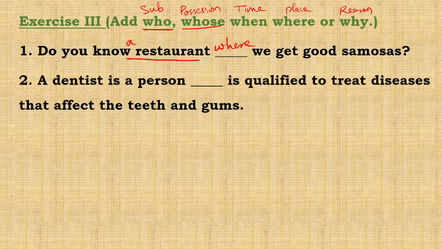Okay, next. A dentist is a person. Here we are speaking about person. So we cannot use why, we cannot use where, we cannot use when. Your answer must be who or whose. Now whose is qualified or who is qualified? Who is qualified. Person is qualified, right? That means person is doing the action.